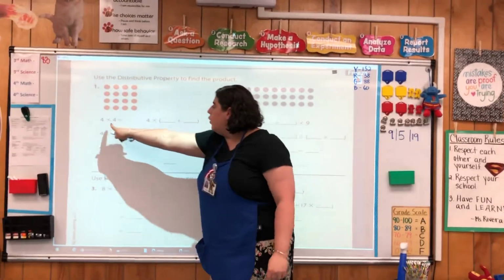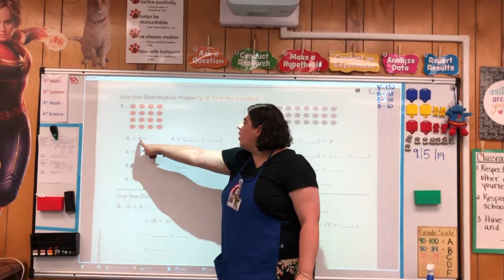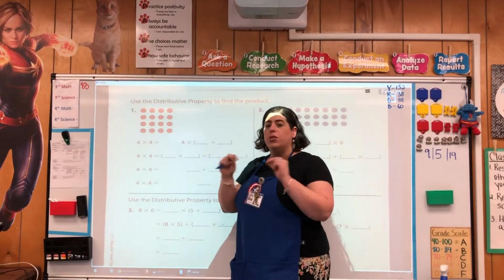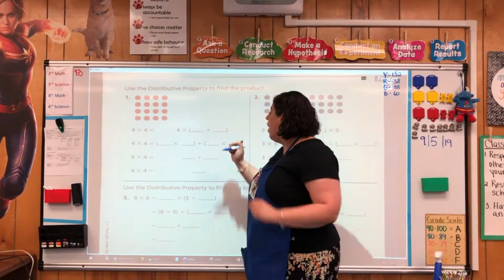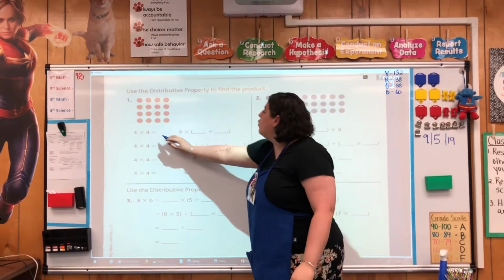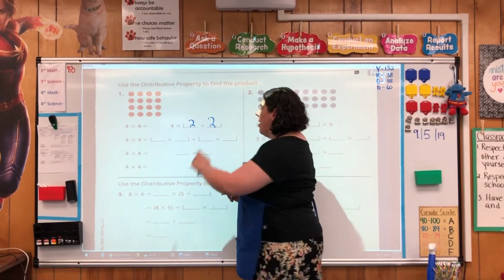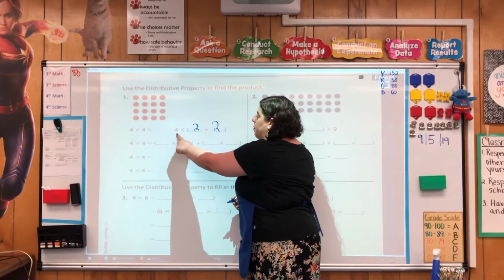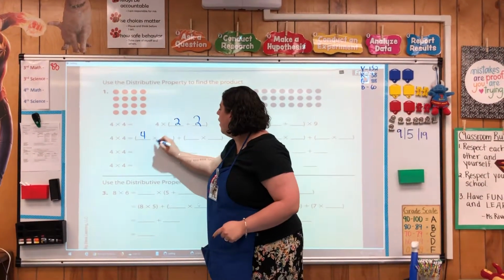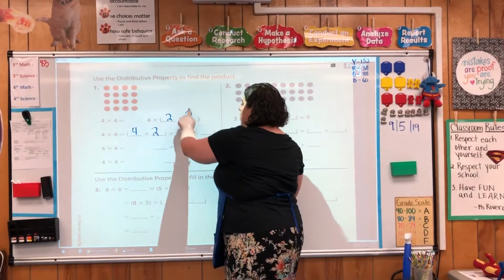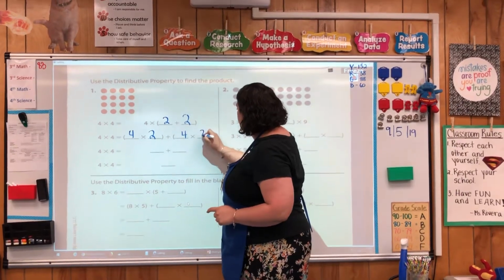We are keeping the first factor, 4, the same, but we are splitting the second 4 into two addition numbers that can also equal 4. So I'm going to split the 4 into 2 plus 2. After that, using the distributive property, I'm going to multiply 4 times 2 over on this side and 4 times the other 2 over on this side.